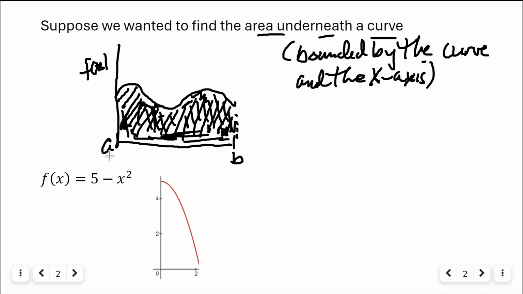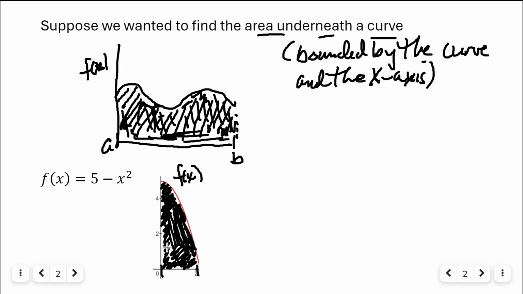So what we're going to do here is find the area that's underneath the curve f of x equals 5 minus x squared. So here's 5 minus x squared. This is my function f of x. I want to find the area. We're going to look for the area between 0 and 2. So the area is all of this. This is the area that I want to calculate. That's what we're going to do on the next slide.